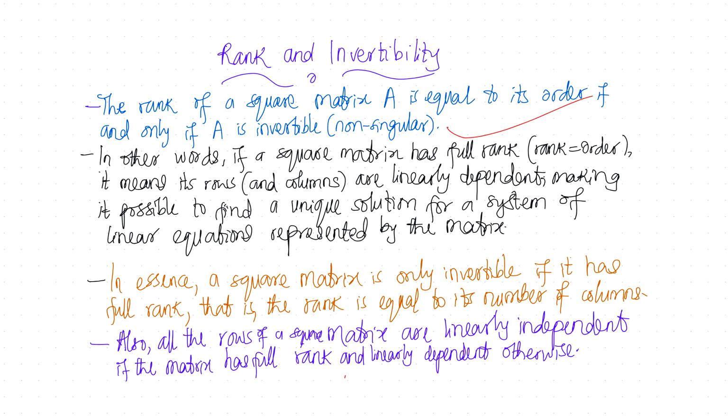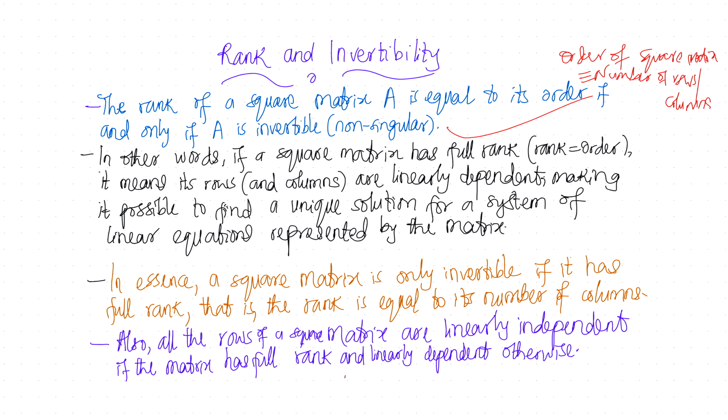Of course, the order of a square matrix is simply the number of rows or columns. That is the order of a matrix. Since it is square, the number of rows is equal to the number of columns. So either the number of rows or the number of columns is the order of a square matrix.